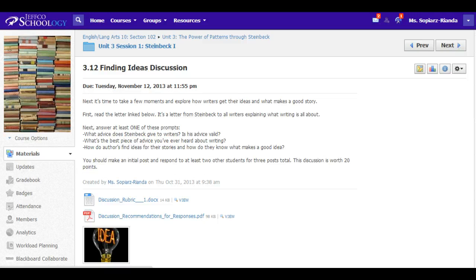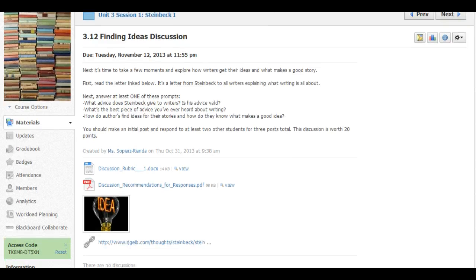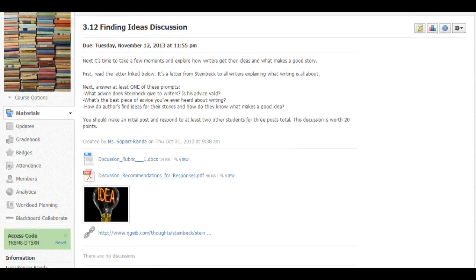Okay, so after you've learned about Steinbeck, it's time to explore how writers get their ideas and what makes a good story. So first, you're going to read the letter linked below, which is right here. And it's a letter from Steinbeck. It's actually a letter from Steinbeck to all writers explaining what writing is all about. How awesome is that, right?